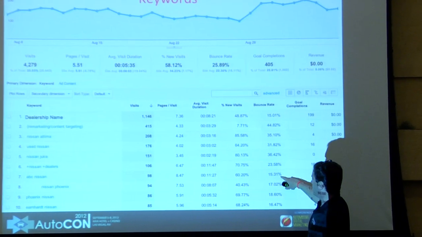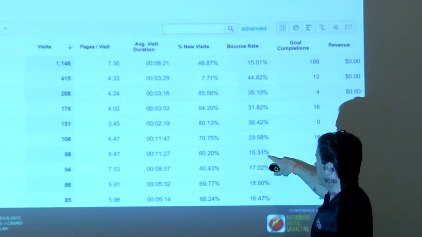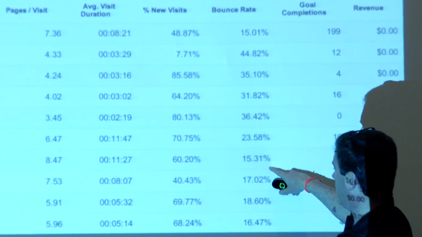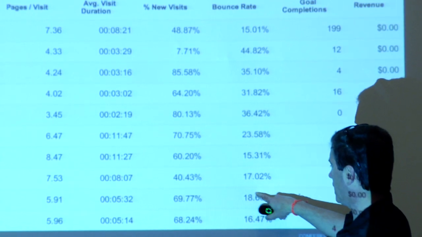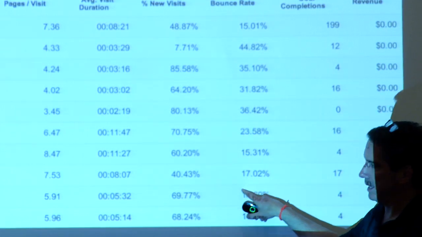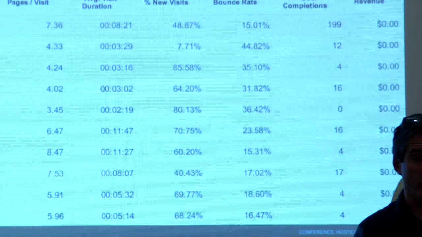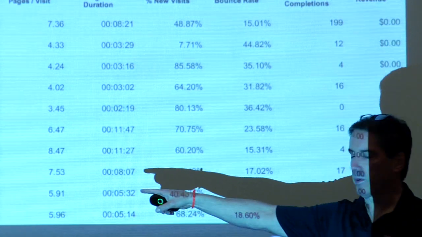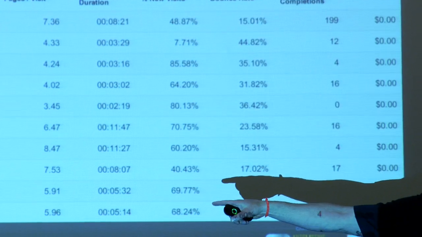Okay. ABC Nissan looks like a competitor. You get the idea. Phoenix Nissan. Oh, hold on. This is bouncing 18%. This is awful low. This is great. Are we maximizing that geo opportunity?